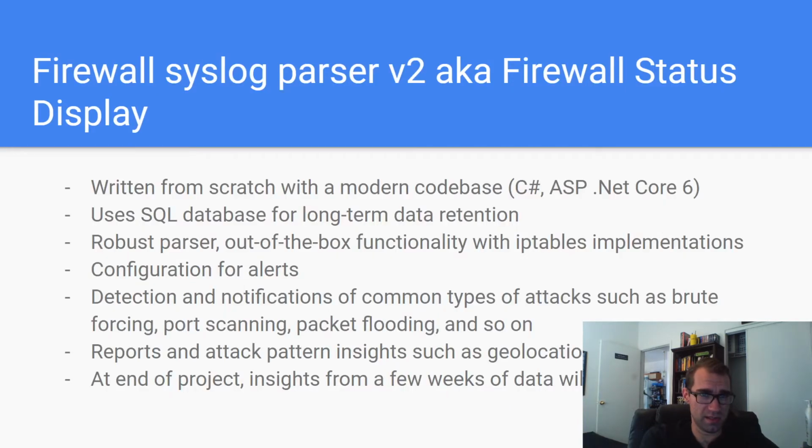So my proposal is that this is a good candidate to modernize and just revamp it completely from scratch using C#, ASP.NET Core 6, a modern platform. Start using a SQL database for long-term data retention so that we can do reports on it. The old program just logged to a log file. So definitely overhaul the parser, make it work with IP tables implementations that display different tags, for example, so it'll work no matter what, basically out of the box.